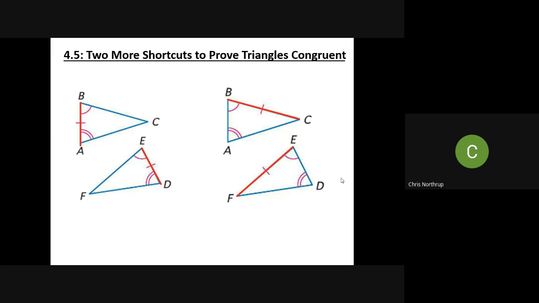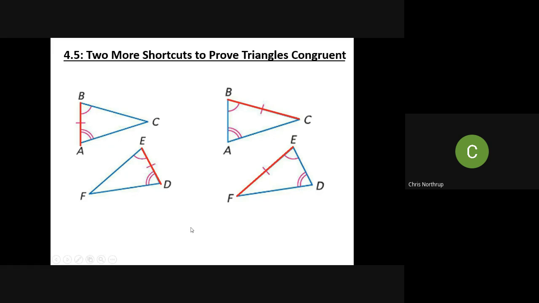In this video, we're going to learn our other two shortcuts to show that two triangles are congruent. Last time we saw SSS and SAS. Those were side, side, side, and side, angle, side. For today, we've got angle, side, angle, and angle, angle, side.